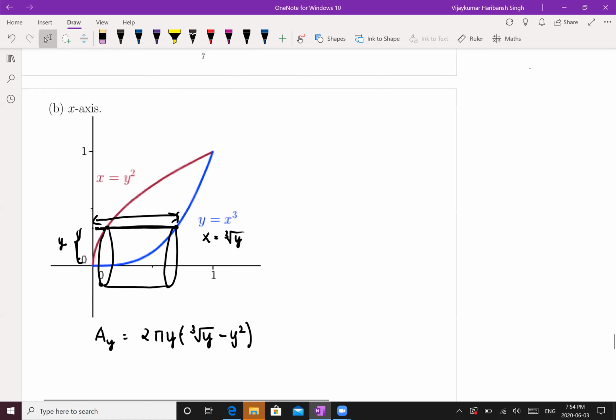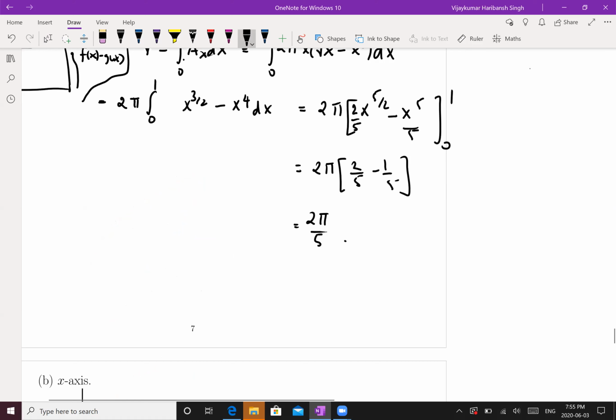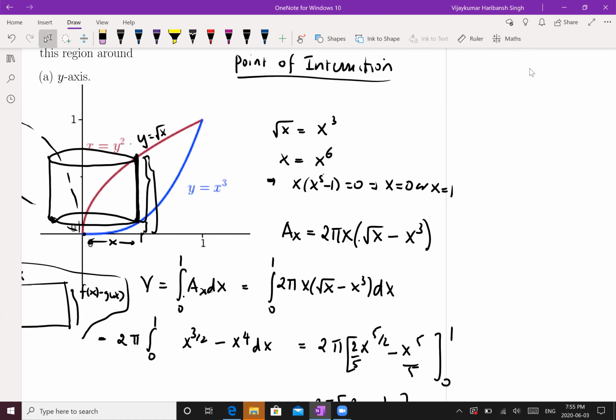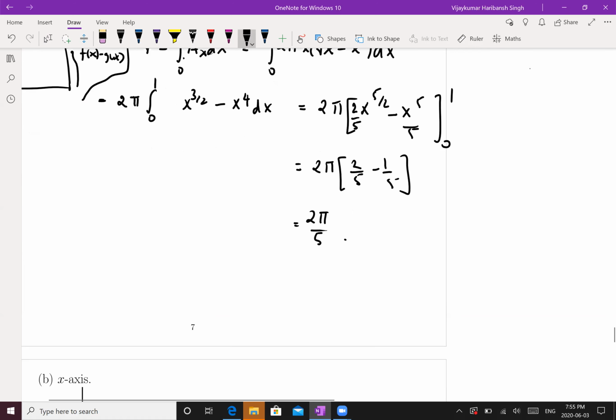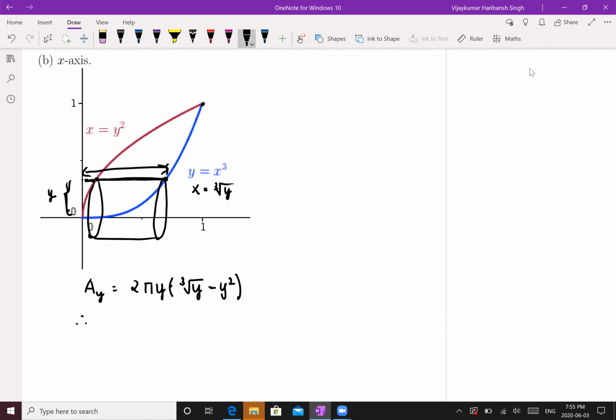And again, we need to find the intersection point, but the intersection point was already computed for us in the previous problem. This was what? The x value was 1, so the y value is also 1. So the integral is going to be giving us the volume, and the volume is going to be the integral from 0 to 1 of 2 pi y times cube root of y minus y squared dy.